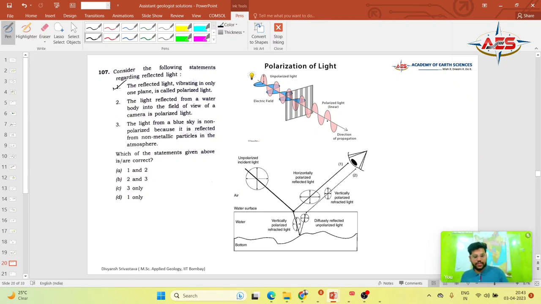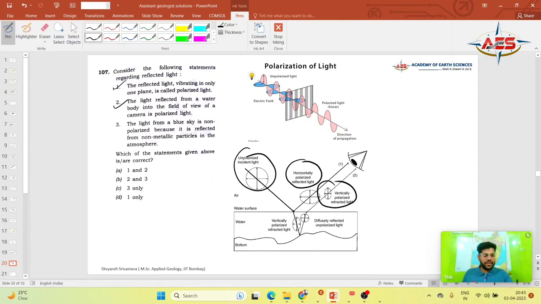So as you can see this diagram, आप देख सकते हो unpolarized incident light जैसे ही वो पानी पे पड़ी, reflection हुआ and this became horizontally polarized reflected light and vertically polarized reflected light. Okay, so this statement is also correct. The light from a blue sky is non-polarized because it is reflected from non-metallic particles in the atmosphere.